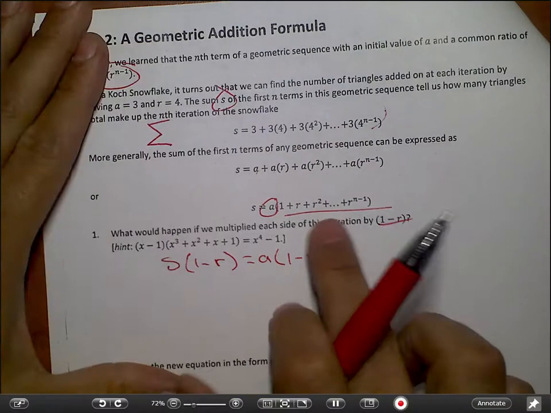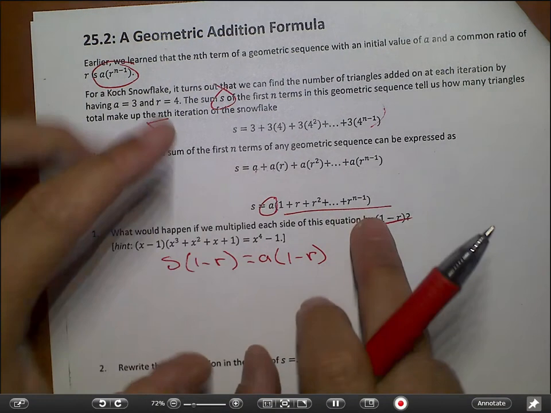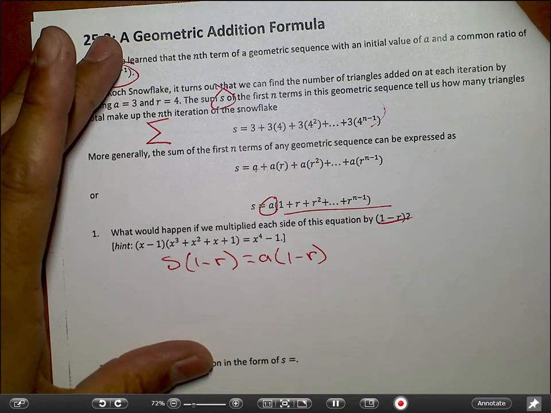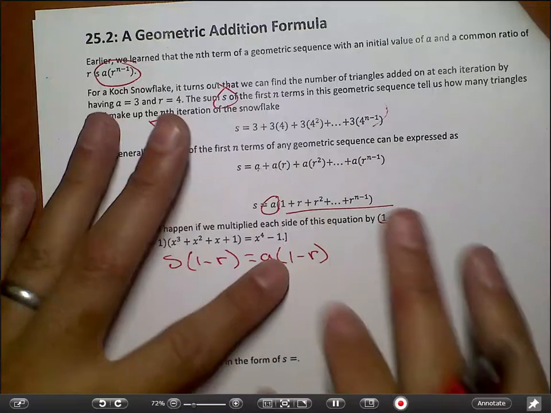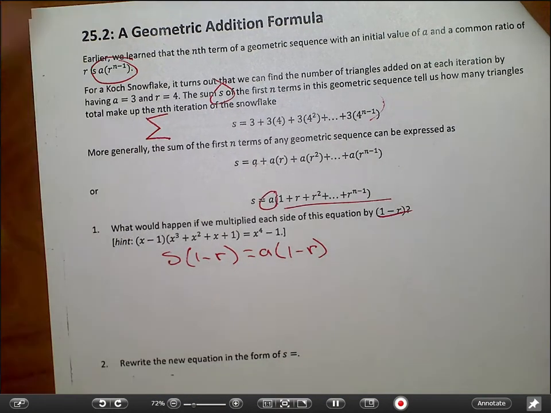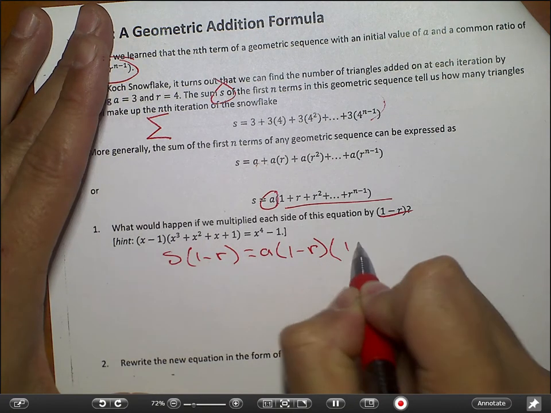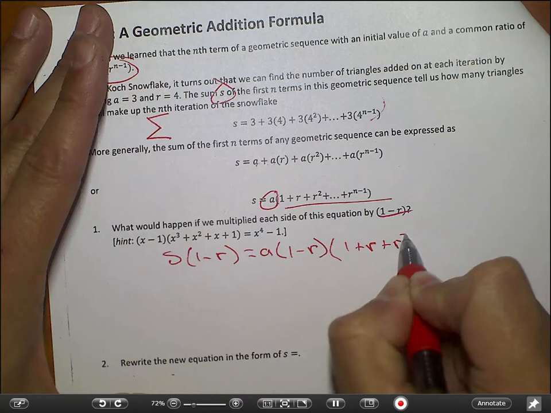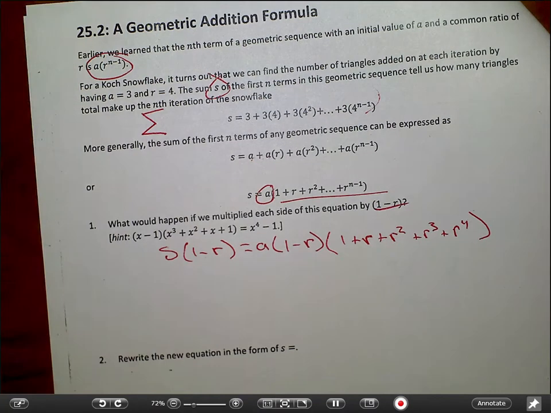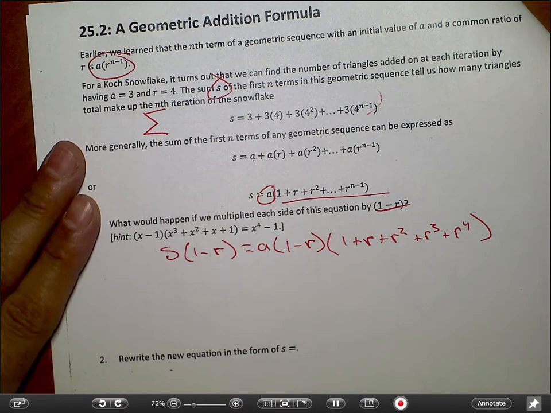So I'm not going to go all the way to the nth term. Let's go to the 4th. I'll make this one a little bit easier. Because if I go all the way, it'd be a whole bunch of pointless multiplication. So 1 plus r plus r squared plus r cubed plus r to the 4th. So this term right here says that it just keeps going on to whichever term minus 1.